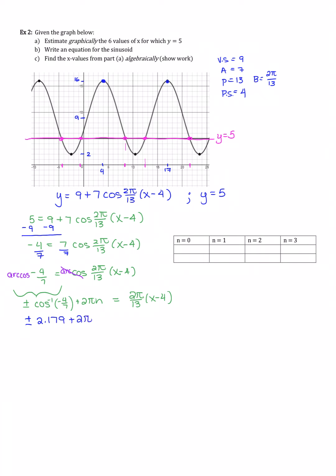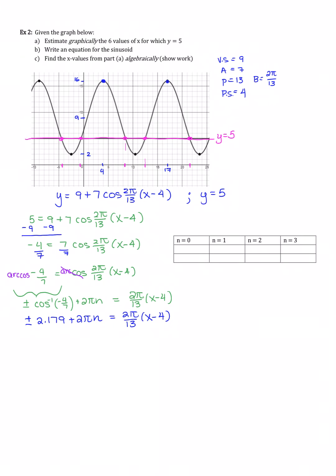plus 2 pi n equals our 2 pi over 13 x minus 4. All right, that's really the only trig in this. Okay, knowing to write it as plus or minus 2.179 plus 2 pi n. Right now we're only doing cosine, which is a little easier, so that's kind of nice. We still have to isolate our x value.